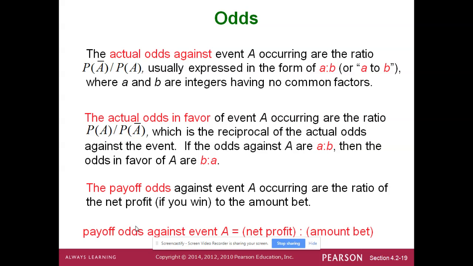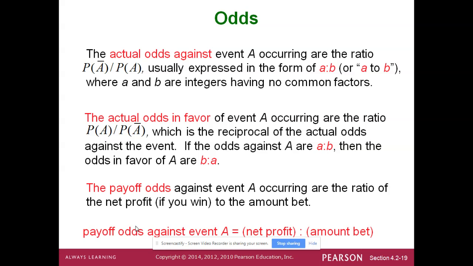Odds do not include the entire sample space. The unreduced form of the fraction for odds should add up to the total number of events. So complement over actual event probabilities, that's how we find actual odds of an event. Odds in favor of are the reciprocal of that. We take the probability of an event occurring divided by the probability that the event does not occur, the complement. And that is odds in favor of something.